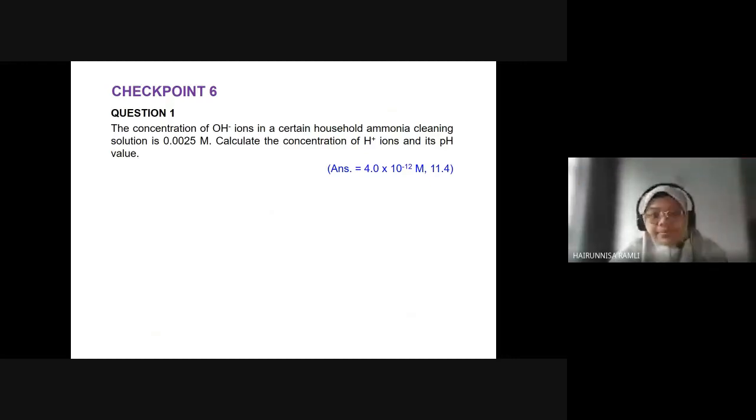Okay, cuba jawab ni. The concentration of OH minus ions in a certain household ammonia cleaning solution is 0.0025. Calculate the concentration of H plus ions and its pH value. So dia nak H plus, dia nak pH. Tapi dia bagi OH minus. Cuba kira, dapat tak sama macam jawapan?